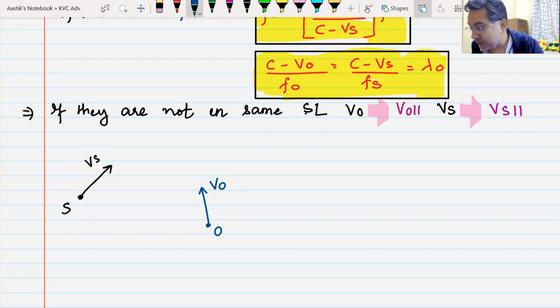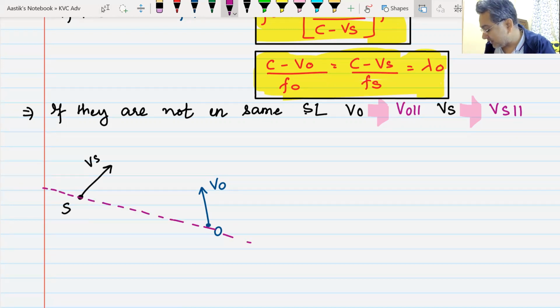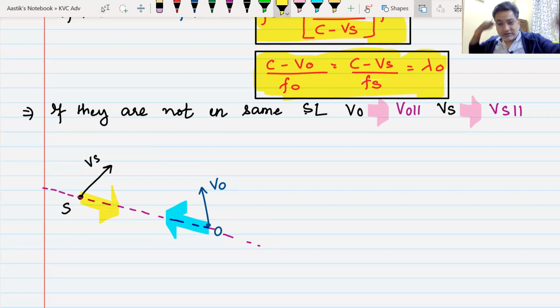Then what do I do? I resolve them into components. Do we understand this? I will have to resolve this velocity along this direction and this velocity along this direction, along the line joining the two, which is the direction in which the sound shall travel.